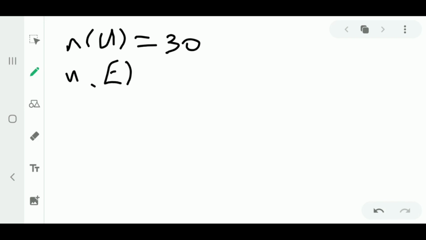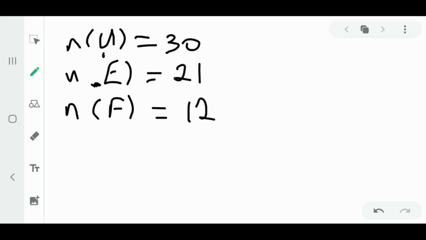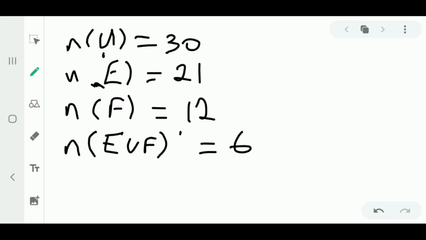So firstly, we know that the number in the universal is equal to 30. Number in English is equal to 21. Number in French is equal to 12. And the number in neither French nor English is equal to 6.